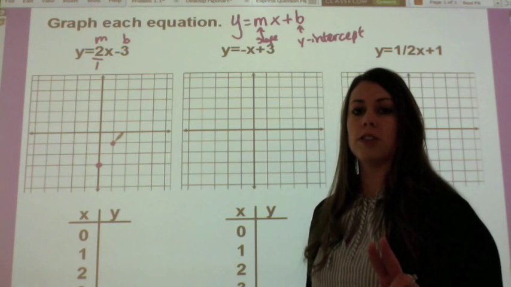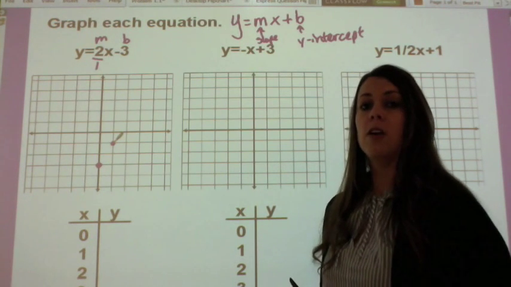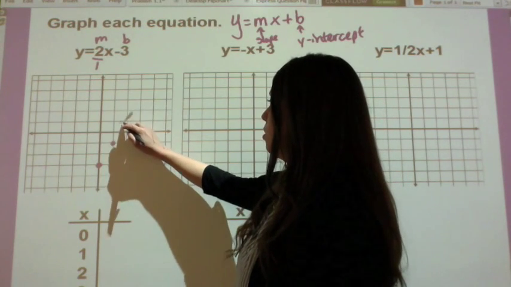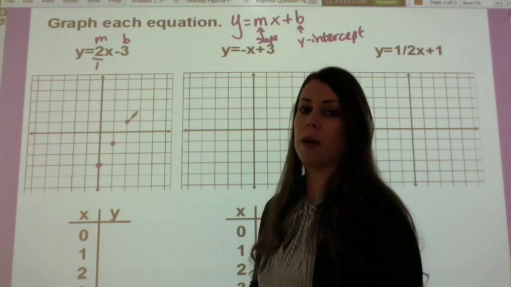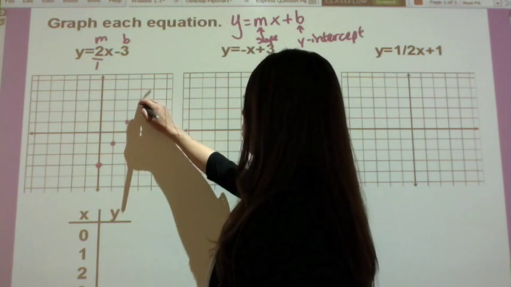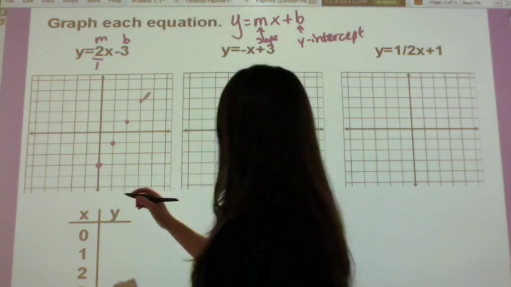Two points make a straight line, so we can say that that's our line, or you can continue graphing. So I can go again up 2 over 1, plot my point, do rise over run again, up 2 over 1, and that's my line.